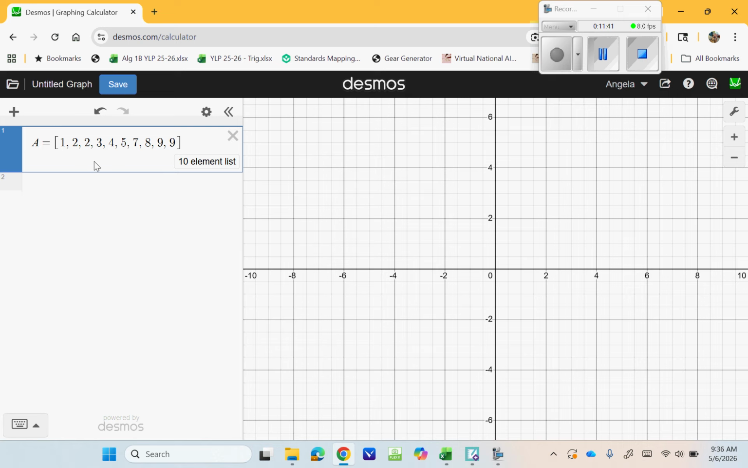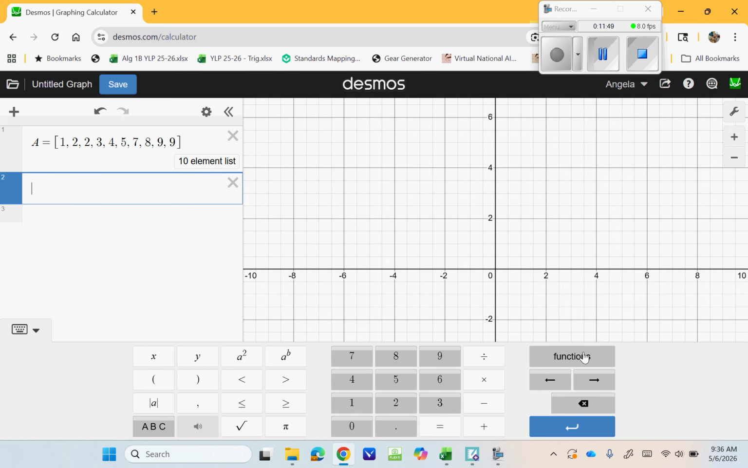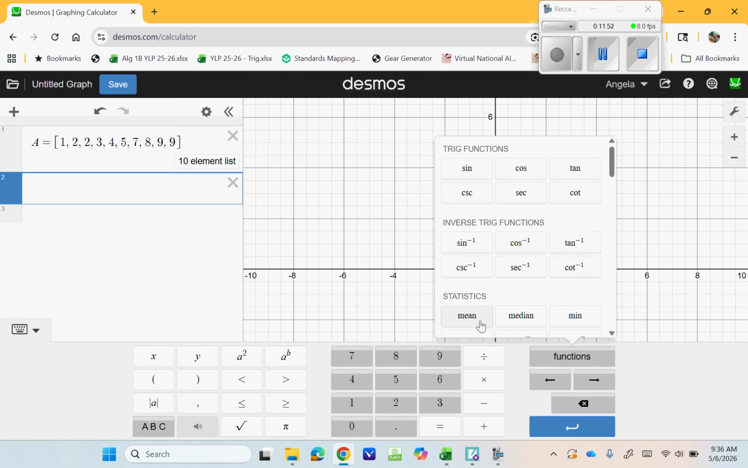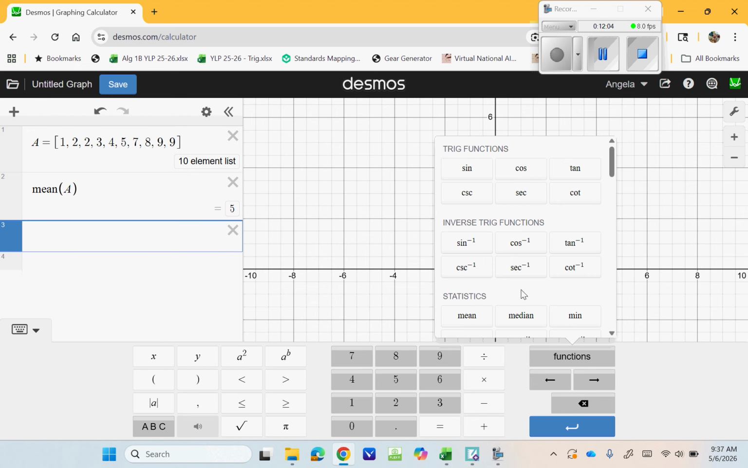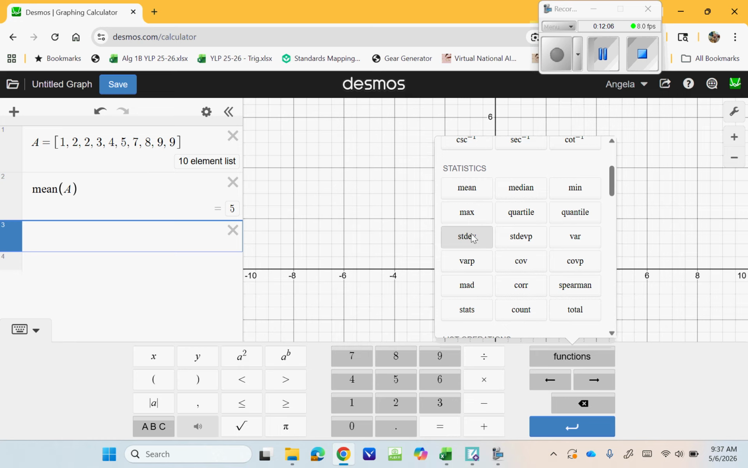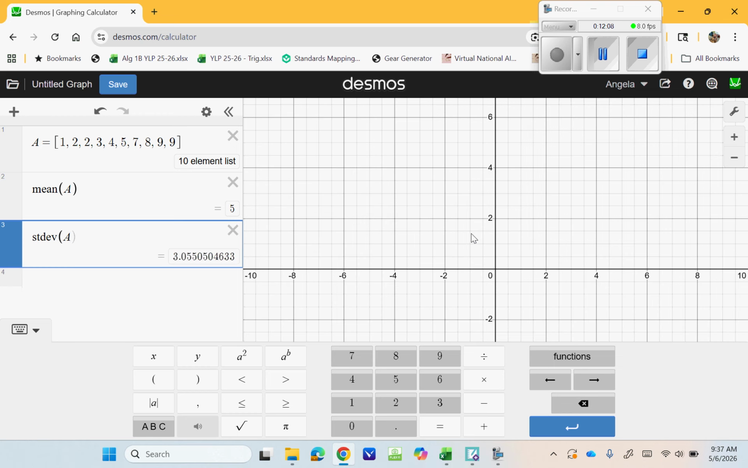This shows me that I have 10 elements, and then we can do different things with it. We need to come down to the next line, and let's pretend I wanted to find the mean. I would just say the mean of A, and it gives the number. We already found that; it was 5 minutes. What if I wanted standard deviation? I'm going to go here, standard deviation, then type in A, and it gives it to me like that.